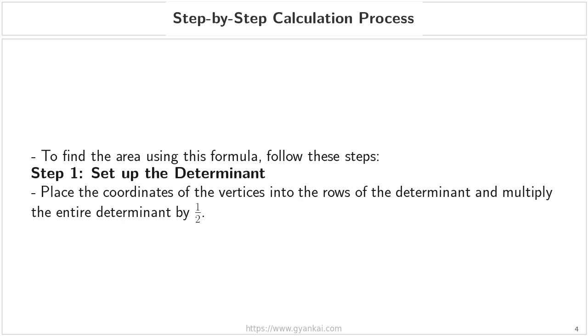Step-by-step calculation process. Now that we understand the structure of the determinant from the previous slide, let's walk through the actual procedure. Finding the area isn't just about plugging in numbers, it's about following a systematic process to ensure accuracy. First, in step 1, you need to set up your determinant. You'll take the coordinates of your 3 vertices and place them into the rows of the determinant, just as we saw in the formula. Crucially, remember to keep that 1/2 factor outside the determinant from the very beginning.